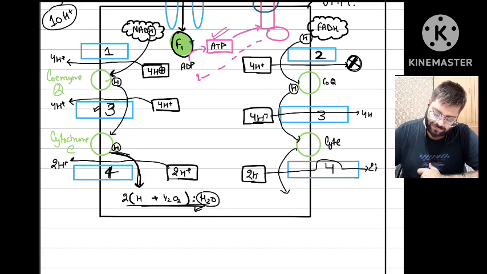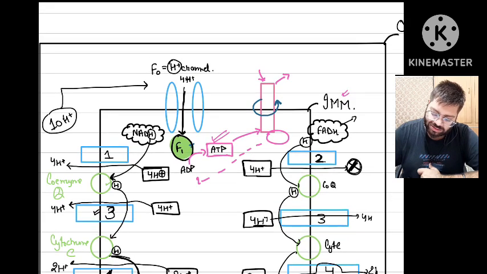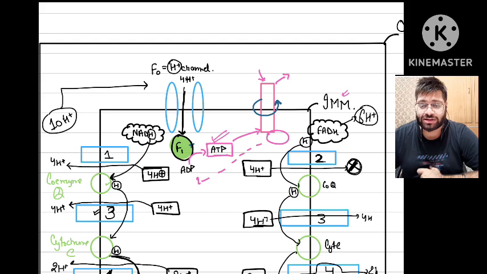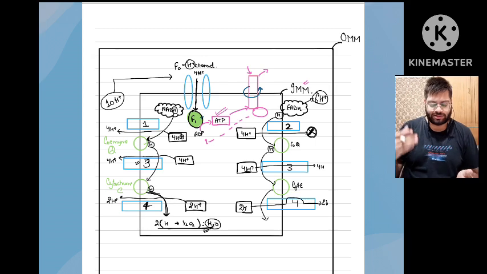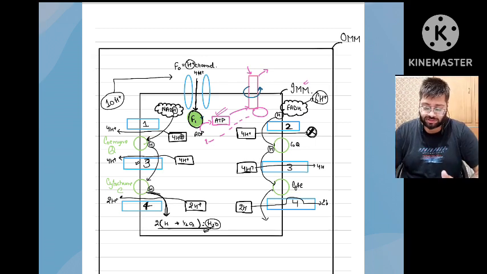So by virtue of FADH2 only 6H positive or 6 protons are getting inside the space between the two membranes. This is the basic principle. ऐसे ही काम होता है, इसमें कोई concept नहीं है. It's a story, we need to learn it in the sequence.